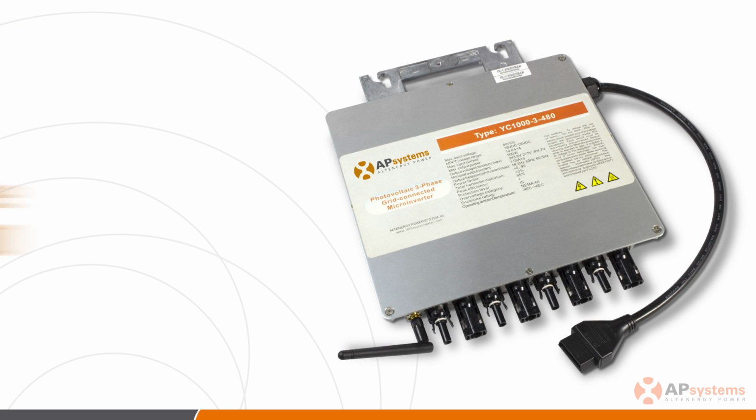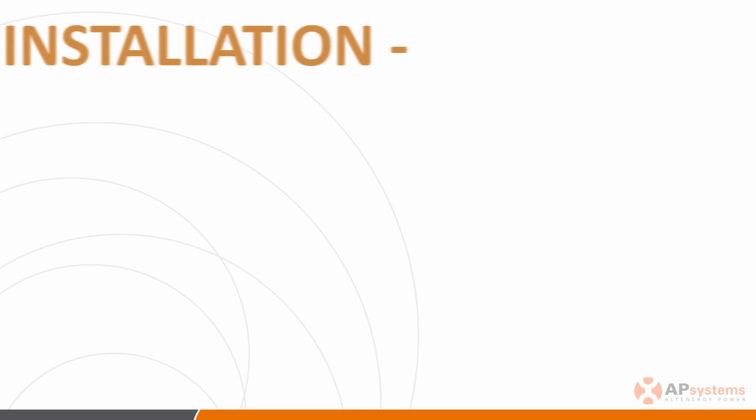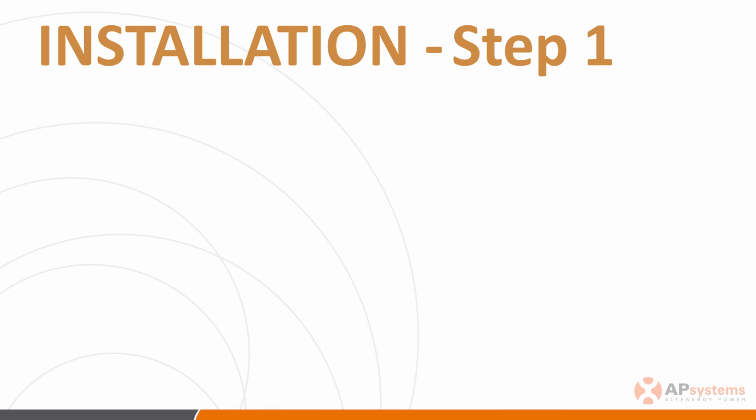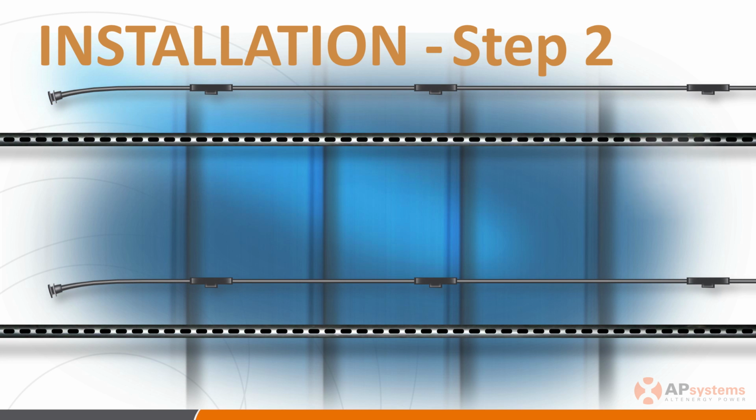With all of the background information out of the way, it's time to start walking through the actual installation procedures. Step 1. Arrange and install the racking according to your layout plan. Step 2. Lay out the AC bus cable based on approximate inverter placement.